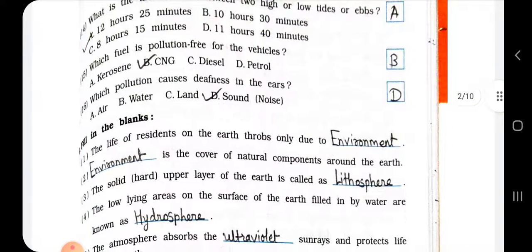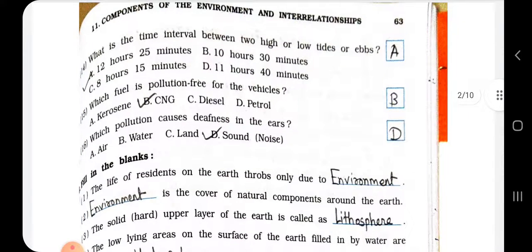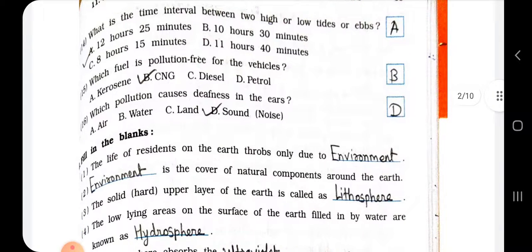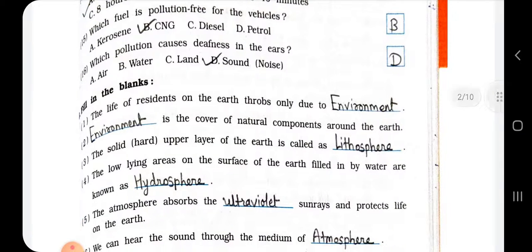How many times during a day do the high and the low tides occur in the sea? Twice. 2 times means twice. What is the time interval between two high or low tides or ebbs? 12 hours and 25 minutes. Which fuel is pollution free for the vehicle? CNG. Which pollution causes deafness in the ear? Sound, noise.